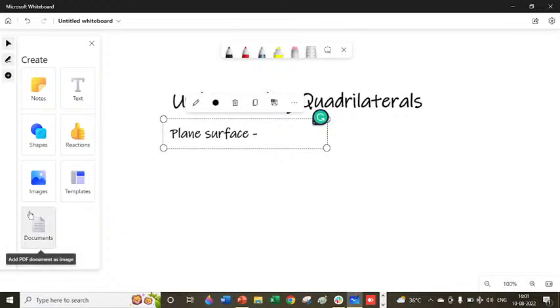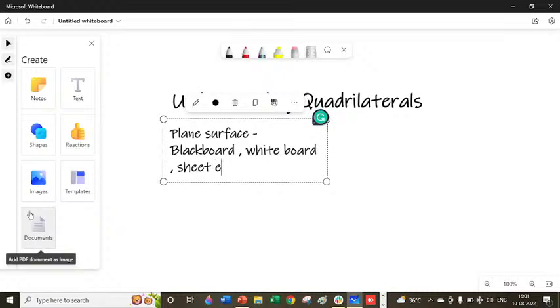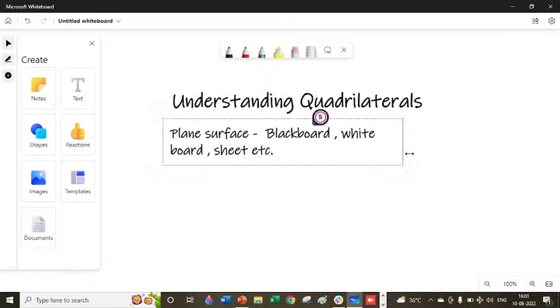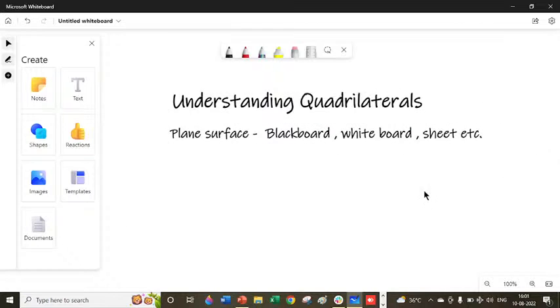Let's take some examples of plane surface. It could be a blackboard, and even a whiteboard is also a plain surface. And you can take a sheet which is very plain, and there are so many examples. These are a few examples of a plain surface.